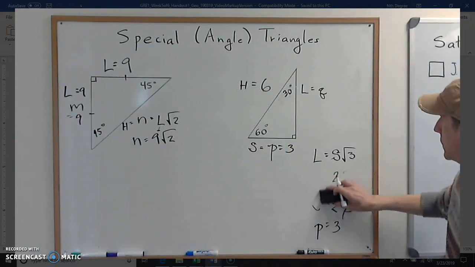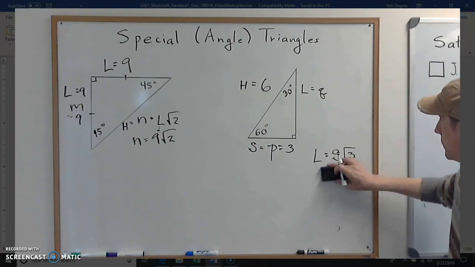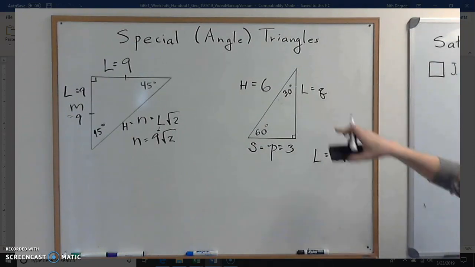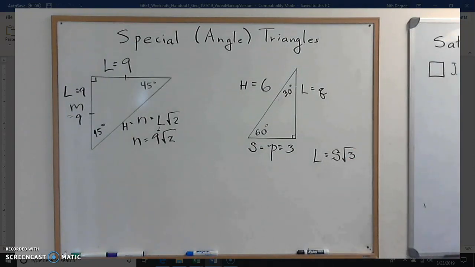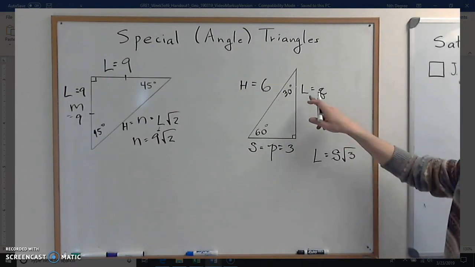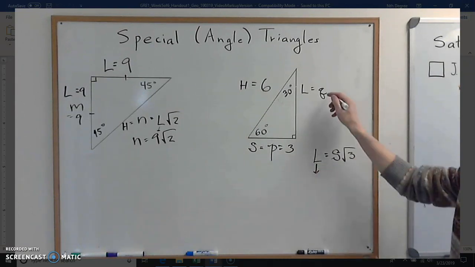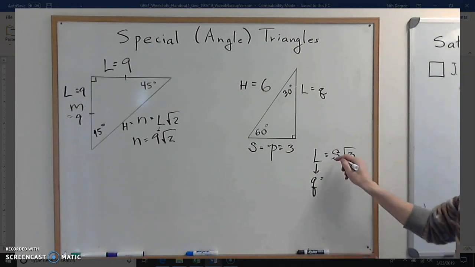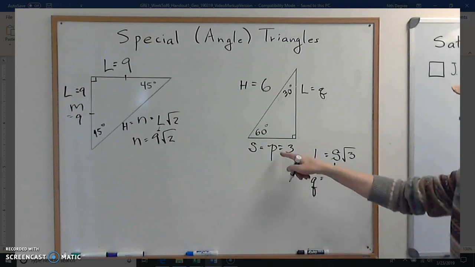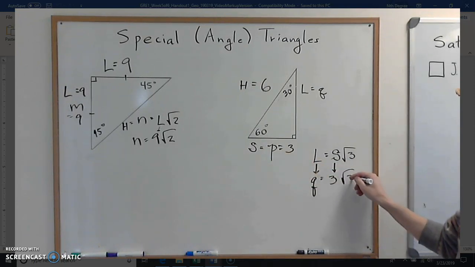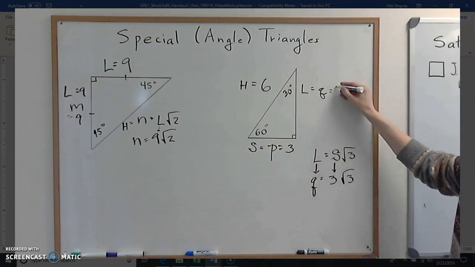Okay, so now we're basically done with that part. We still need to find the long side, the long leg Q. So we need the formula with L in it. There it is. What is L in this triangle? Q. What is S in this triangle? 3. Q equals 3 times the square root of 3.